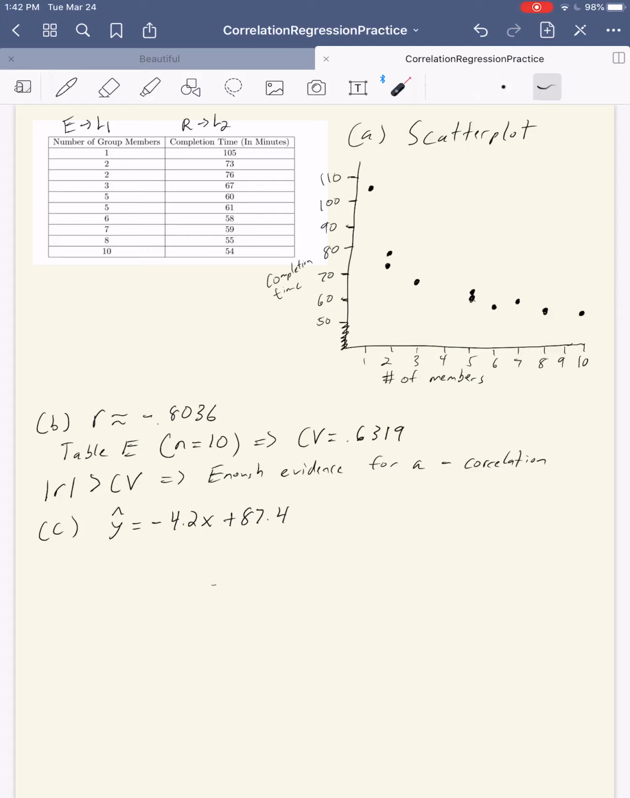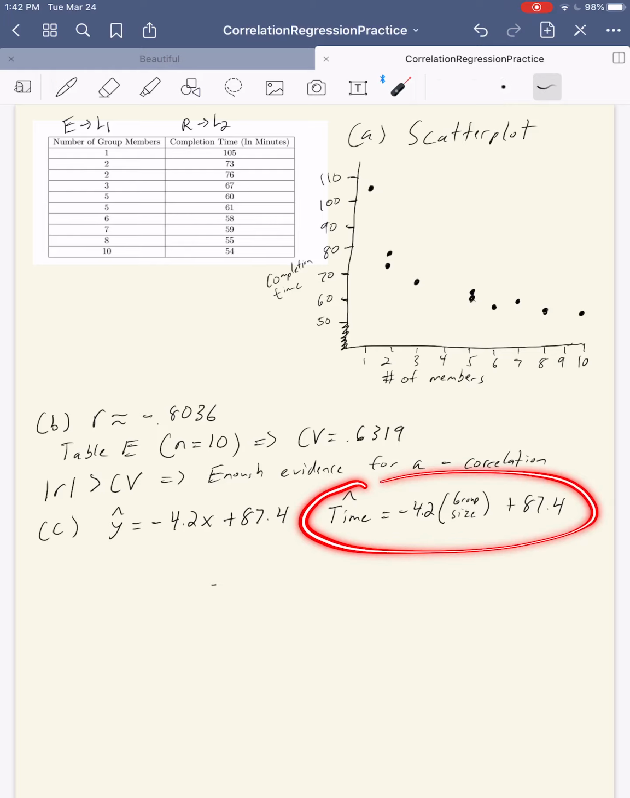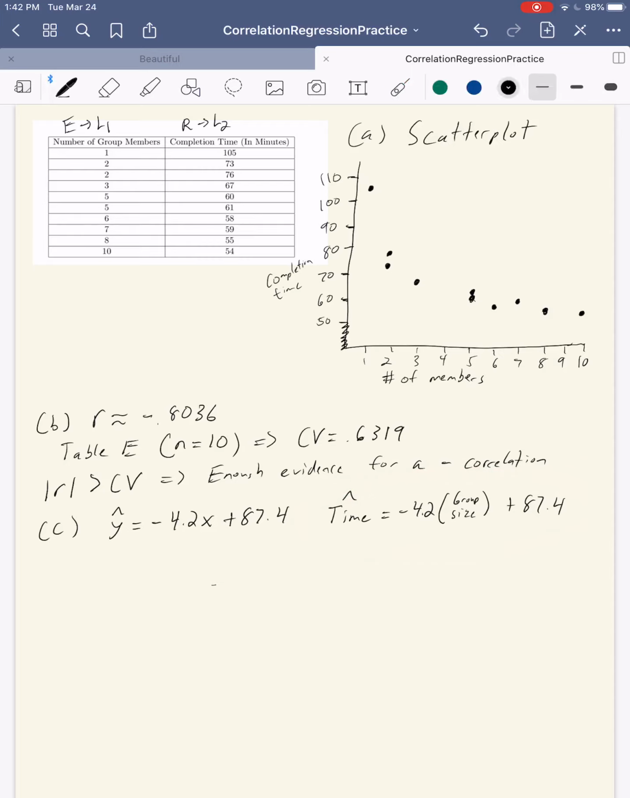Now, of course, this is good algebraic format of the LSR. You're welcome to keep it like that, or you can replace them with their variables, right? So we're saying that the predicted time is negative 4.2 times that group size plus 87.4. And again, the only advantage of this format is just to remind you what the variables were.